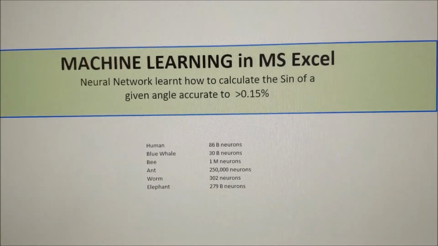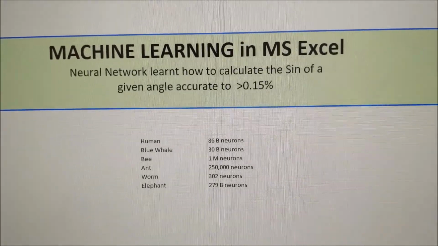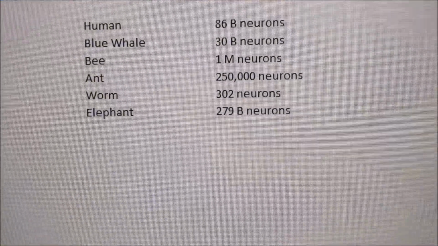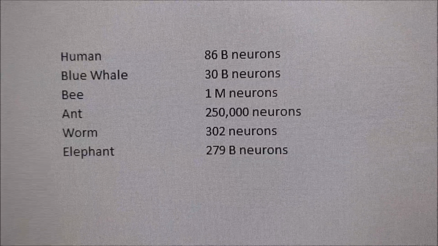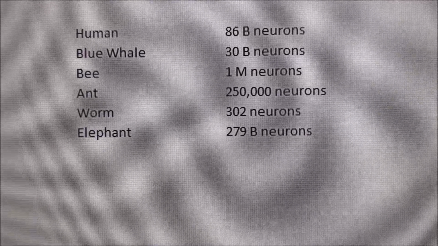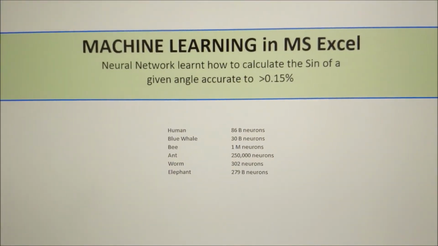But before we get all high and mighty and thinking, look how many billion neurons a human brain is, I'd just like you to look at that last item on the list. An elephant has got 3 times as many neurons as we have. I think that's a salutary point. Anyway, let's move on. So what are we trying to do?